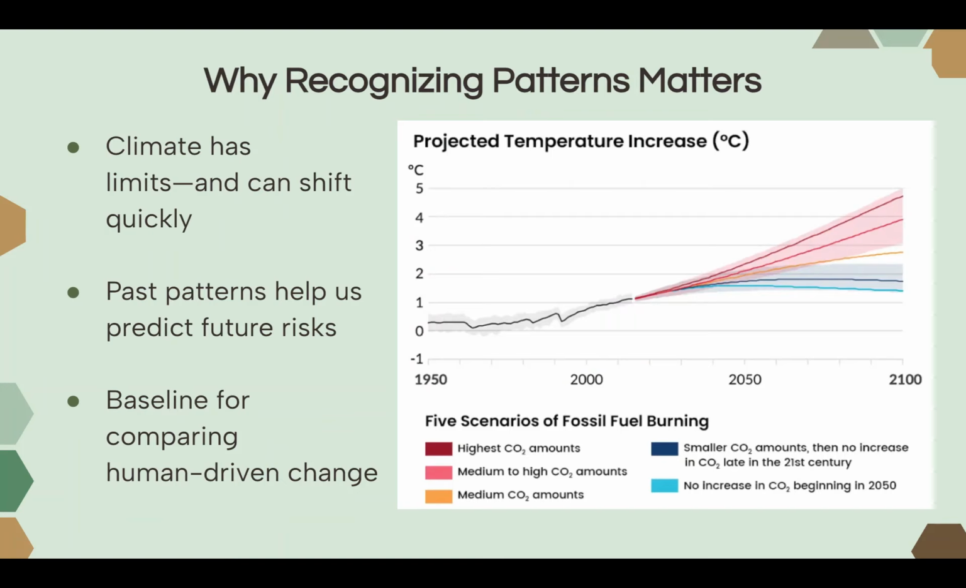So why does recognizing these patterns matter? Well, climate has its limits, and as we've seen in the past, it can naturally shift slowly or quickly. And studying these patterns helps us predict future risks. It also helps us set a baseline for how the natural climate of the Earth operates to compare to our human-driven change to understand our Earth better.